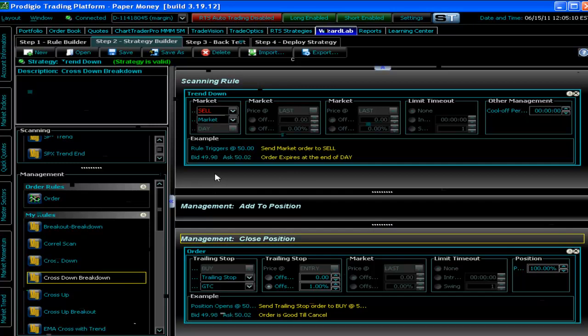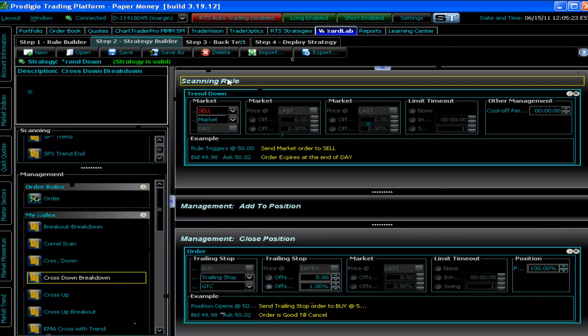I built a strategy which is looking for downward trends in the market. It has a rule called trend down. Now this rule is going to be scanned by the engine, and when it's scanned it's going to get into position. That's going to be my entry signal for a position. And that's the scanning rule.